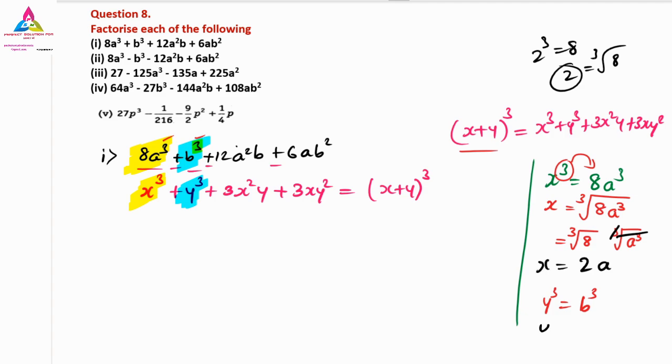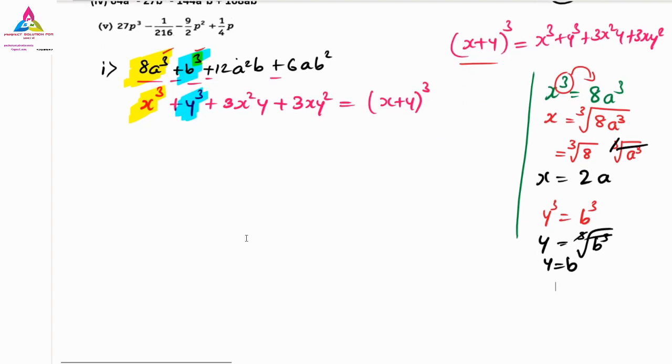Similarly the y value. We have cube on both sides, so if we shift the cube it becomes the cube root of b cube. So the cube root and cube get cancelled, and the y value will become b. These are the two important things. I will write a little bit bigger: the y value is nothing but b. So we got the y value as b, and the x value as 2a.